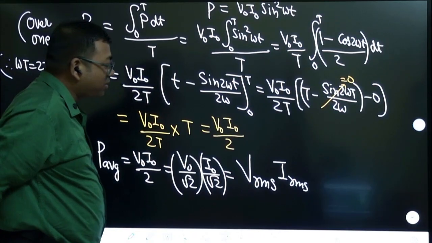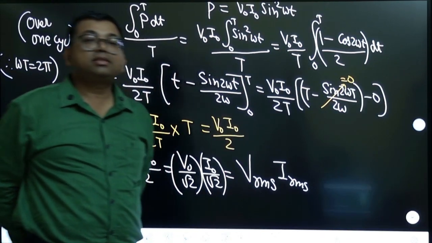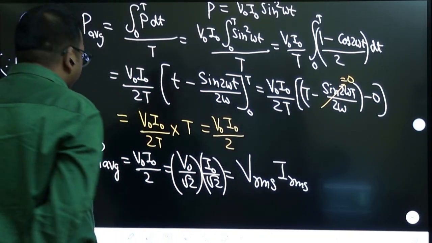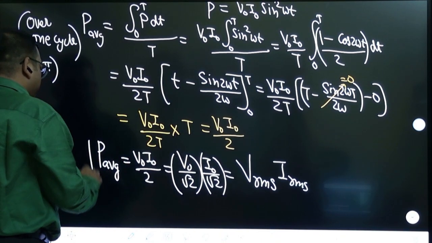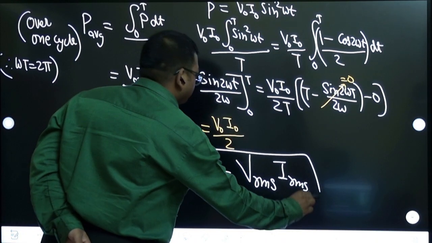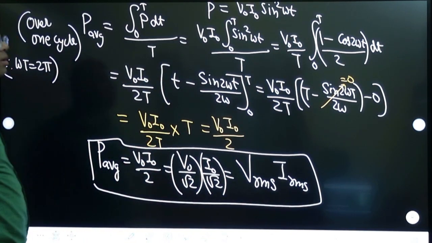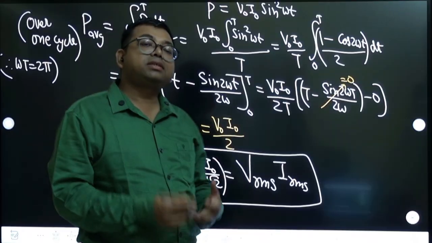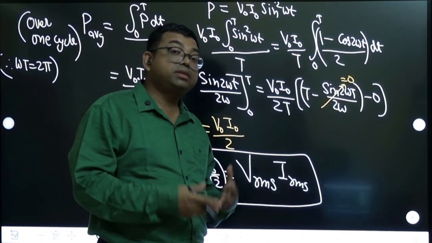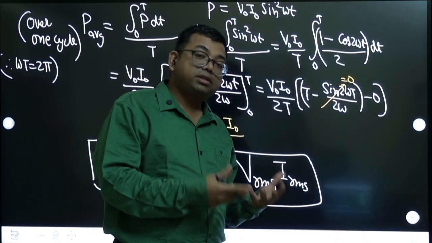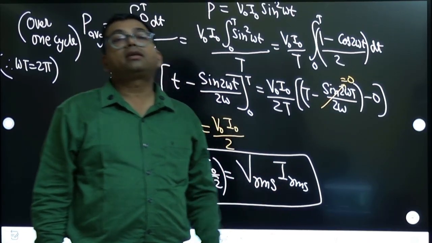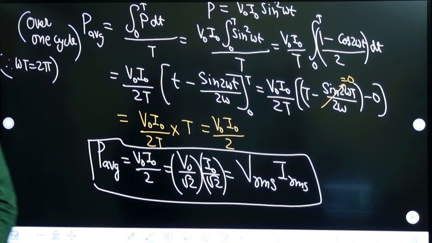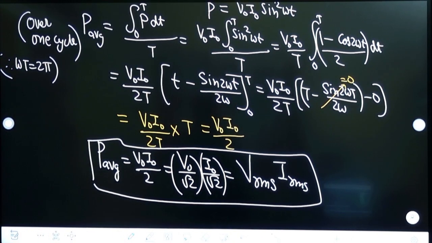So the average power formula in a purely resistive circuit over one cycle is given by this formula. We have to remember this. And this average power means it is the rate at which heat is developed. Suppose they ask what is the rate at which heat is developed, because power means heat will be developed. So this is the rate at which heat is developed. Clear? Understood that, right?